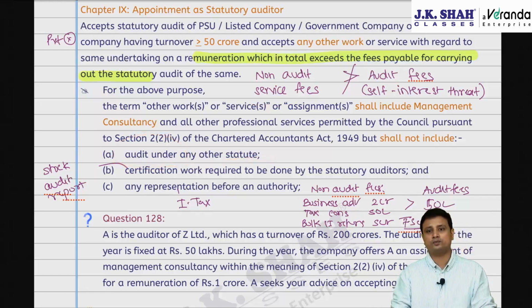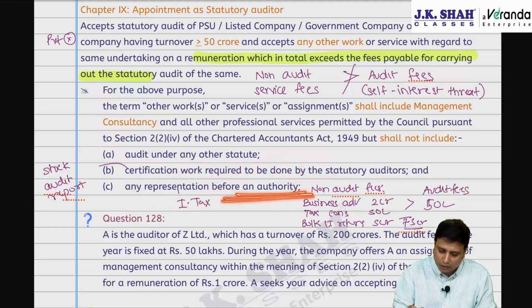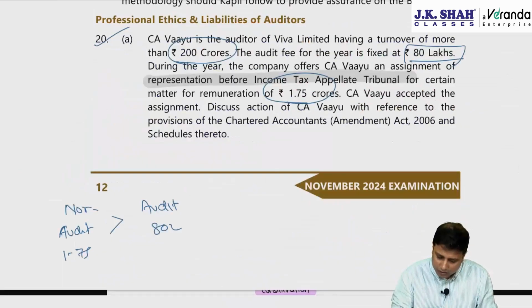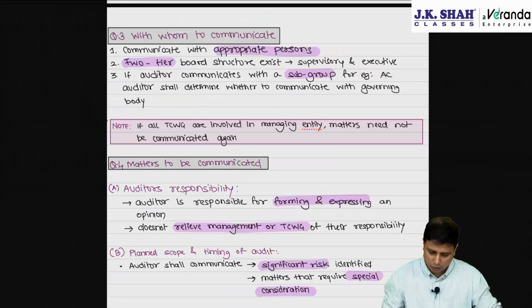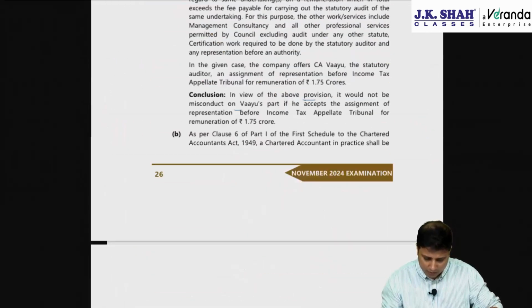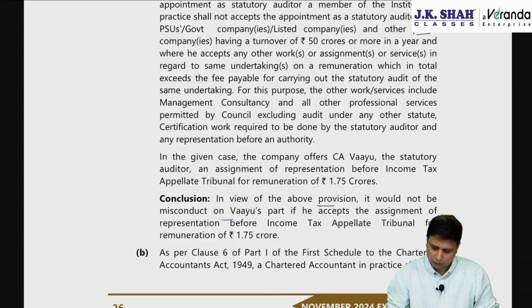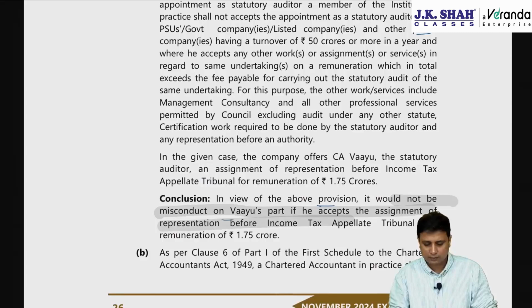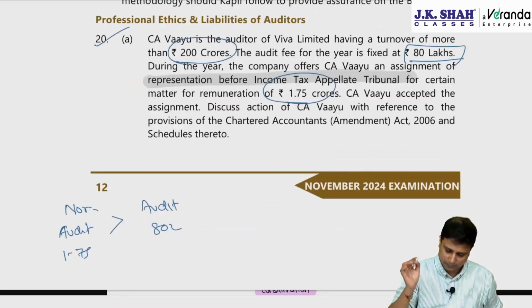Audit under any other statute, certification work done by the statutory auditors, and any representation before an authority. So here if you read this question, it was for representation. So here there is no issue. Here in this case there will be no misconduct. So here the conclusion, in view of the provision, it would not be a misconduct on the part of CA Vayu if he accepts the assignment of representation before the Income Tax Appellate Tribunal for the remuneration of 1.75 crores.